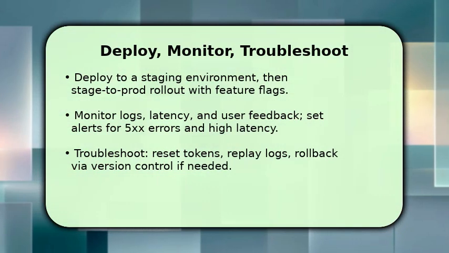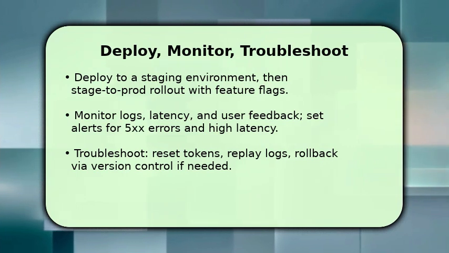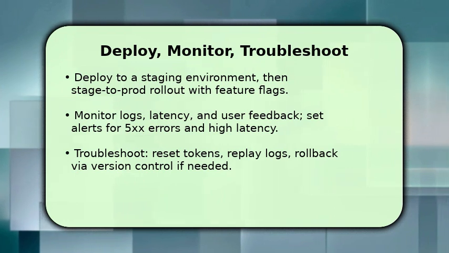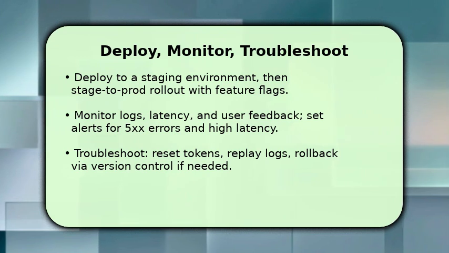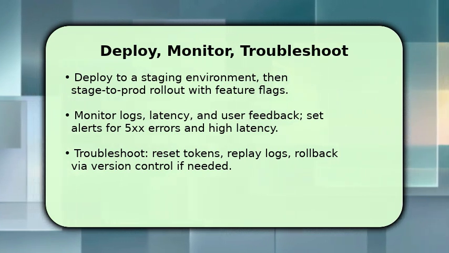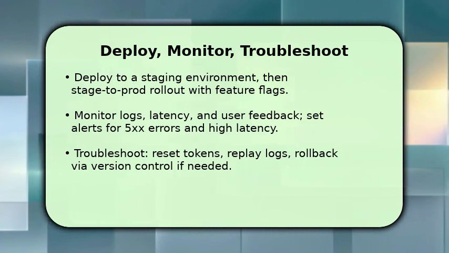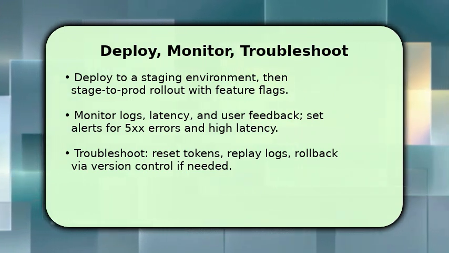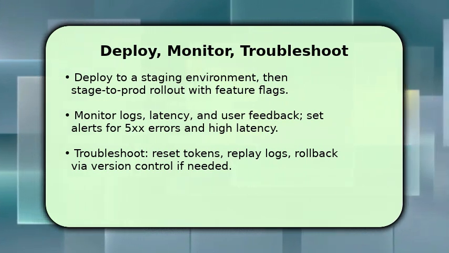You deploy first to staging, validate end-to-end flows, then roll out to production behind feature flags so you can disable changes instantly if needed. Monitor logs, latency, and user feedback closely. Set alerts for elevated error rates or slow responses and track usage patterns. If something breaks, reset API tokens, replay request logs to reproduce the issue, and use your version control to roll back to a previous stable build.